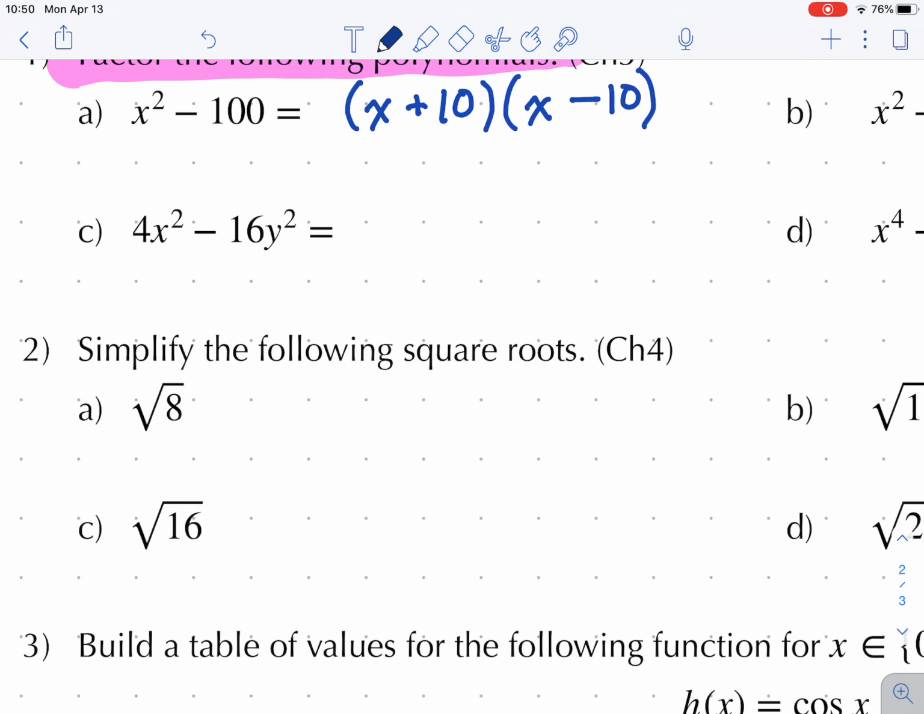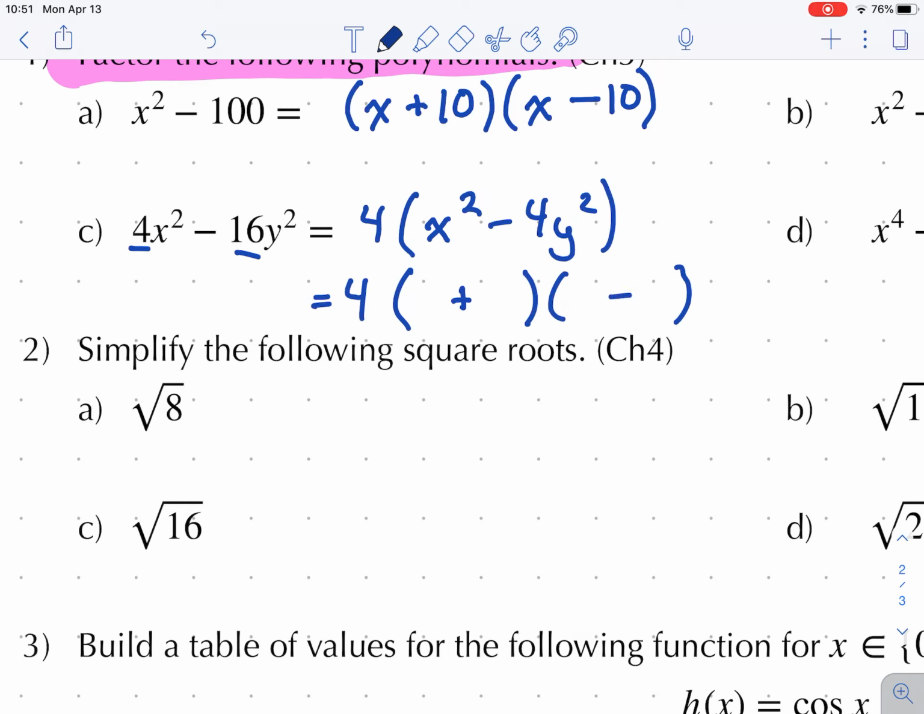Letter C. This one is also a difference of squares. Although, what you need to do first in this one is factor out a greatest common factor. Both of these can have a 4 factored out first. We should always factor out greatest common factors first. Then our x squared minus 4y squared is a difference of squares.